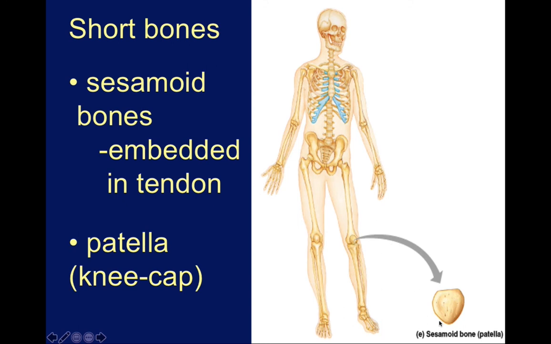You can see the patella shown right here. This bone is classified as a sesamoid bone because it's wrapped up in a tendon known as the patellar tendon. This tendon will connect to muscles on the lower side of the leg, but also connect to muscles on the upper side of the leg also.